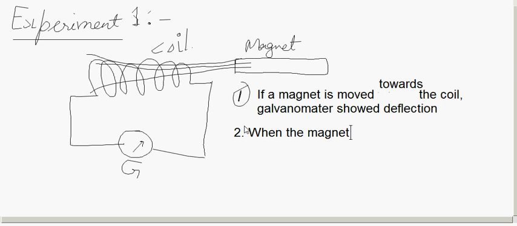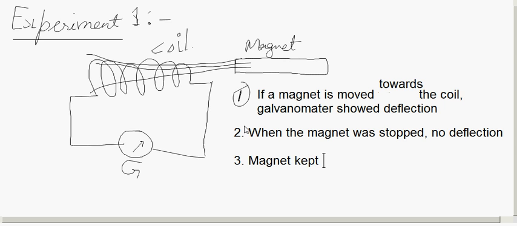when the magnet was stopped, no deflection. Also, if the magnet was stopped and the coil was moved, then also there was a deflection. Magnet kept stationary. Coil is moved. If the magnet is kept stationary and the coil is moved, then also there is a deflection. G shows deflection.